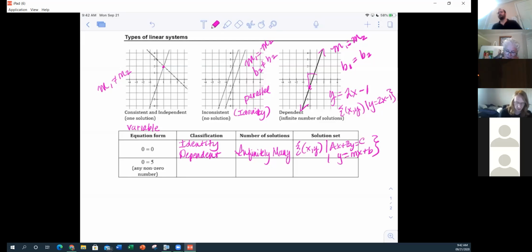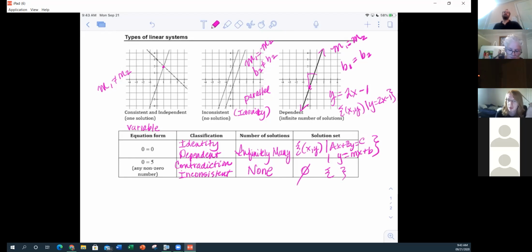Then if you get something like 0 equals 5, which is totally false, you could call that a contradiction or inconsistent because it's false. Number of solutions, there would be no solution. And then the solution set would be the null set, or you could write brackets that don't have anything inside of them.